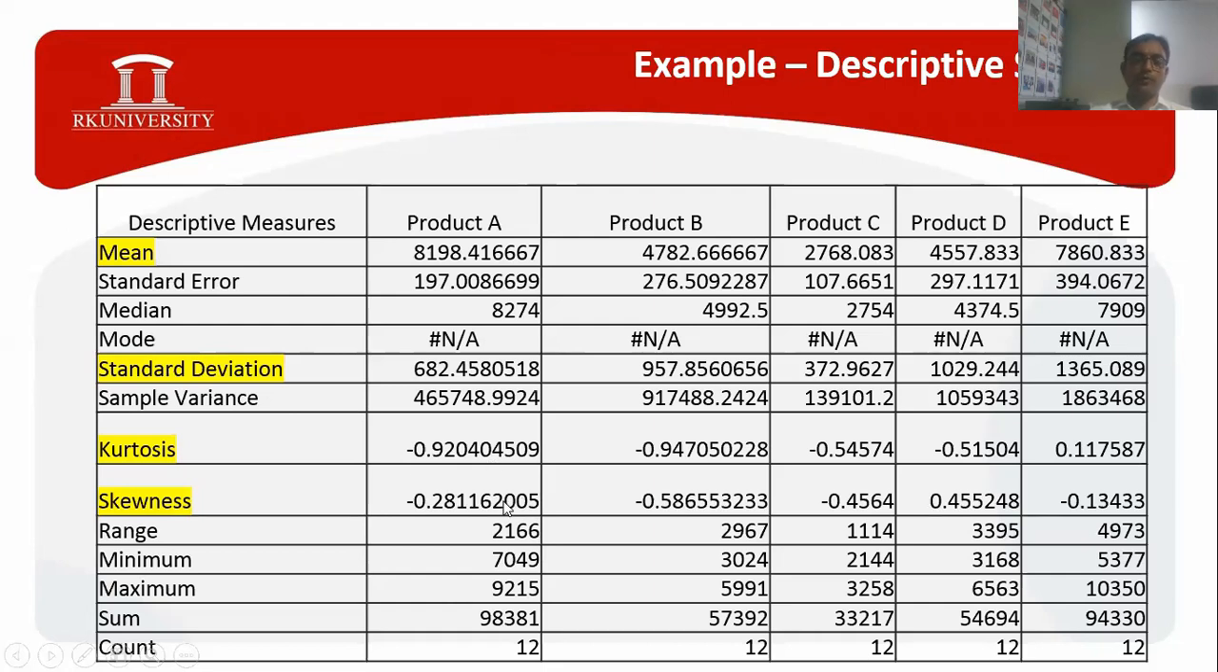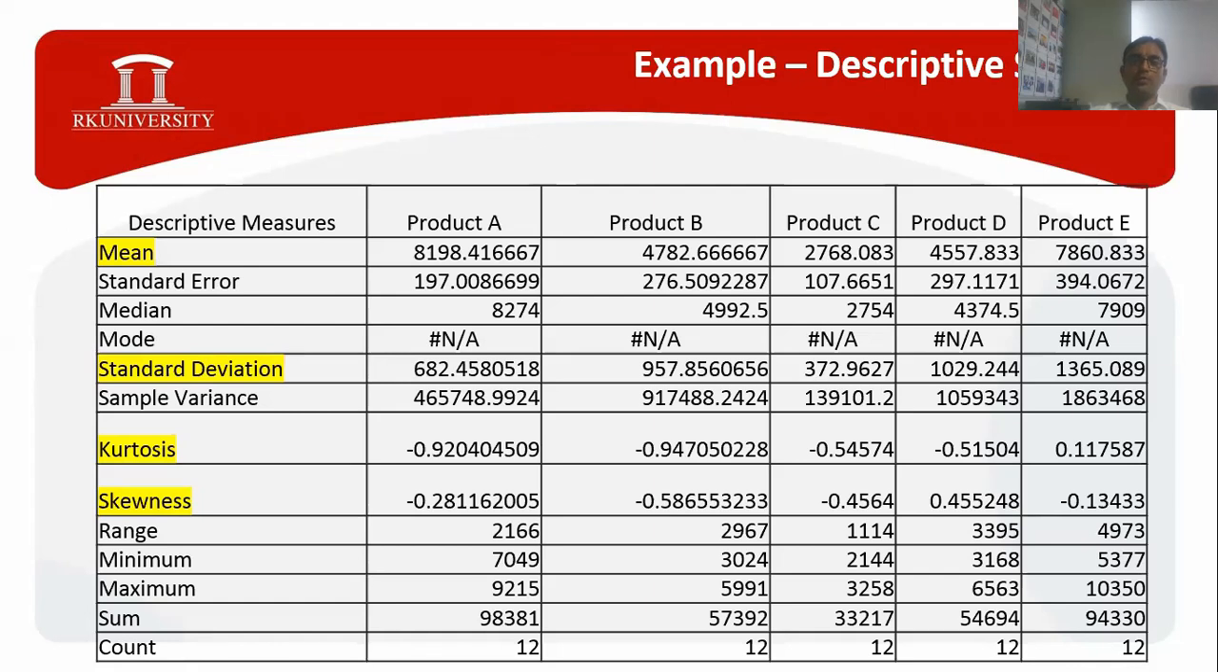So more data values will be on the right side of the mean value, and we can say it is negatively skewed data. Only one data set, product D, is positively skewed. That means more values will be less than the mean value. So this is an example of descriptive statistics. I hope that it has been clear to all of you.